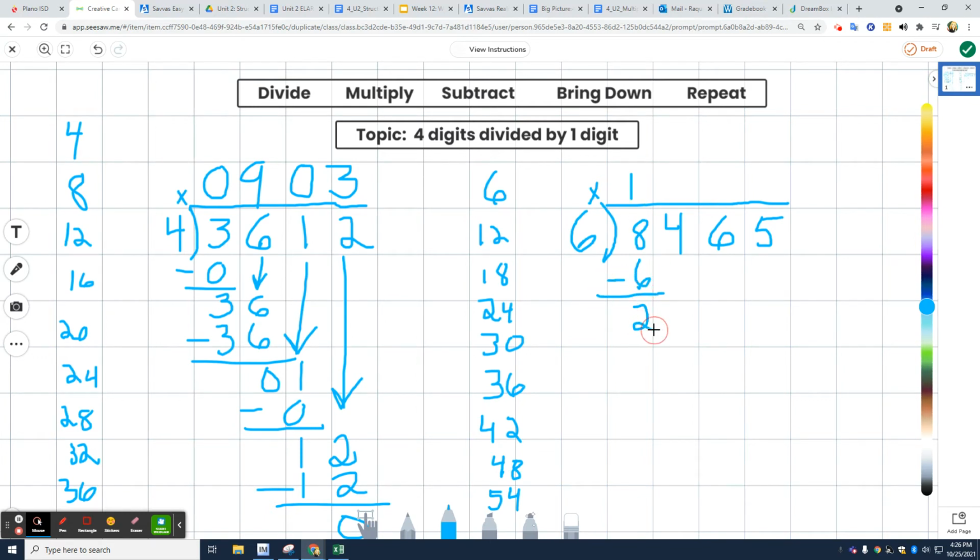I get 2. I'm right here on my steps. I bring down the 4. I like to draw an arrow. You don't have to draw an arrow. I do it just to help me remember.